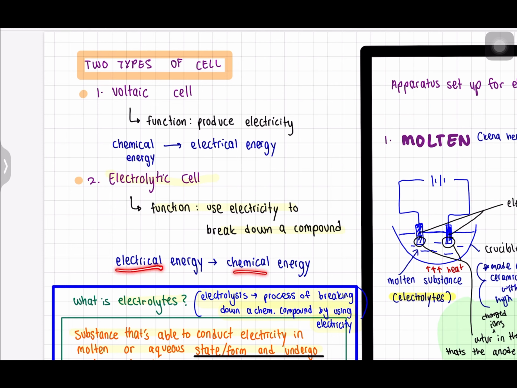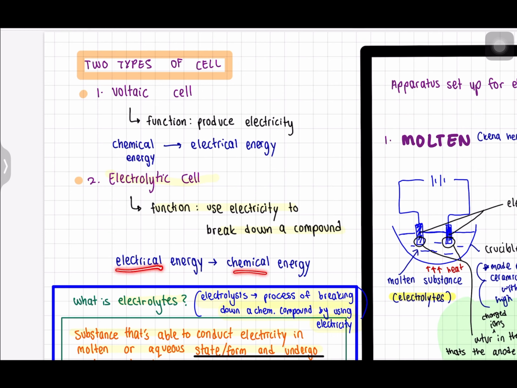Now, by definition, what are electrolytes? Electrolytes are basically a substance that's able to conduct electricity in a molten or even aqueous state of form and undergo chemical change while doing so. So what's the difference between electrolytes and electrolysis? Electrolysis is basically the process of breaking down a chemical compound using electricity. So same thing, the function of electrolytic cell is to use electricity to break down a compound, whereas the definition of electrolysis itself is the process of breaking down a chemical compound by using electricity. So remember, electrolytes is the substance inside that's able to conduct electricity in molten or aqueous state or form.